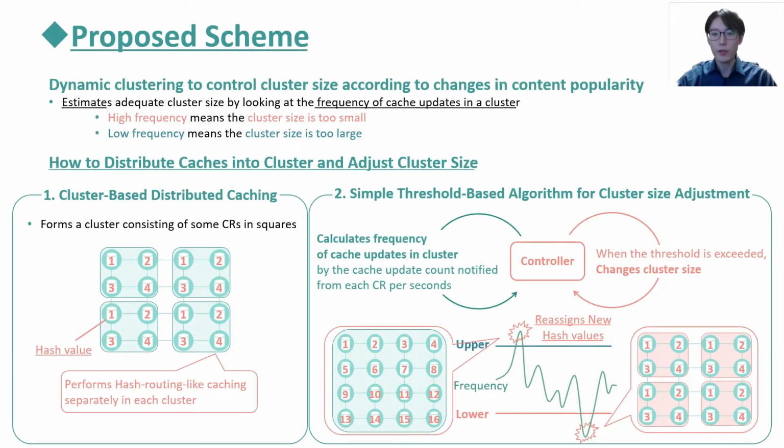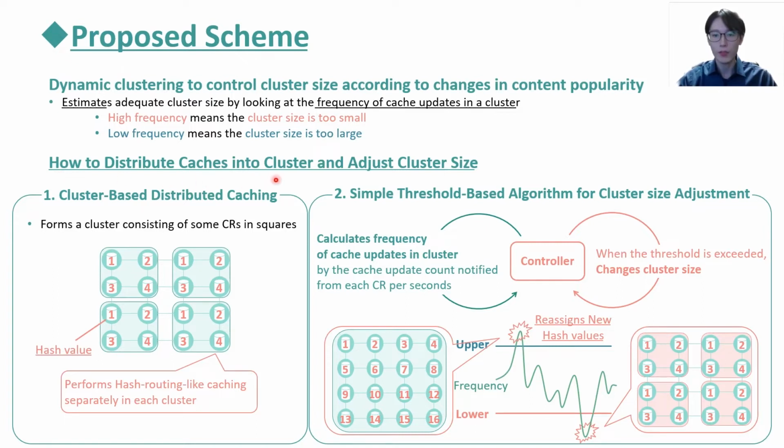To estimate adequate cluster size, we focus on the frequency of cache updates in a cluster. High frequency means the cluster size is too small, because caches in the cluster are updated by incoming data from outside the cluster. On the other hand, low frequency means the cluster size can be decreased, because requested contents have been retrieved inside the cluster.